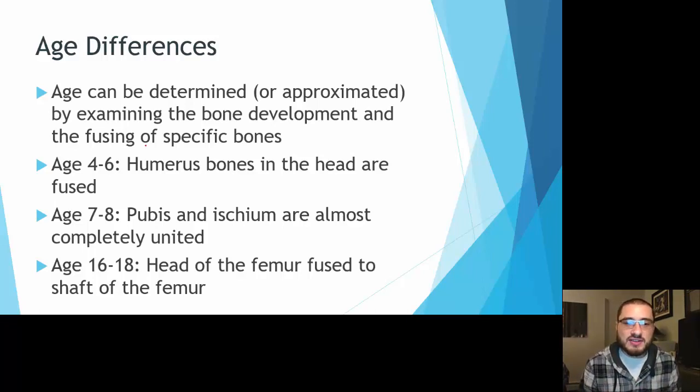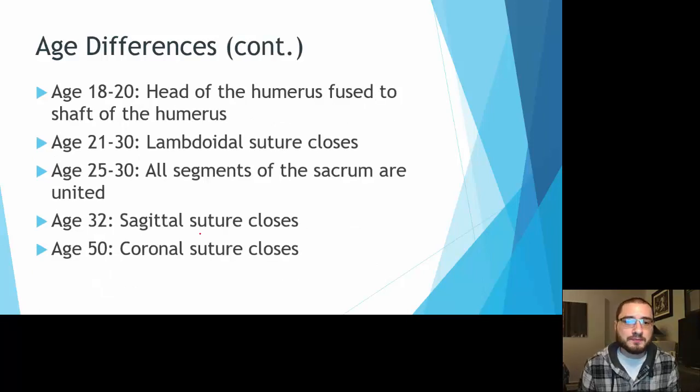We see that if the pubis and ischium are united, but the head of the femur has not been fused yet, then we know they're between 8 and 16. So we're coming up with these rather small ranges of the age an individual could be. Now, the head of the humerus is fused to the shaft of the humerus between 18 and 20. And then we start to look at the skull, because the rest of the body by 20, all the bones are really fused. You're done growing, but the skull continues to turn your cartilaginous pieces into hardened bone.